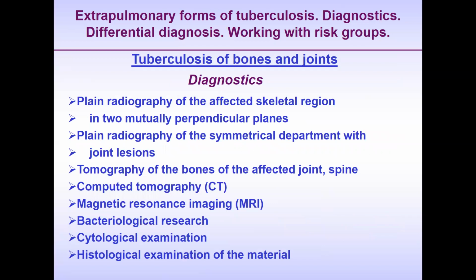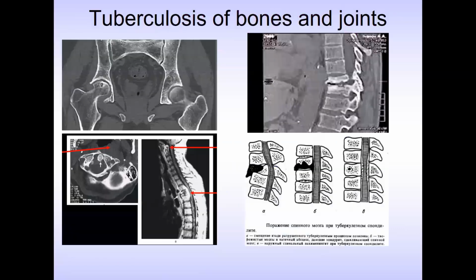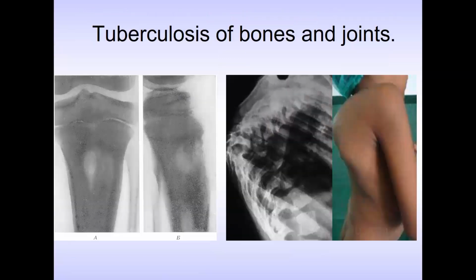Diagnostics can be radiography of the affected skeletal region, tomography, computer tomography, MRI, bacterial research, cytological examination, histological examination of the material. You can see in this picture tuberculosis of the bones and joints. It can be tuberculosis of bones and joints in children.